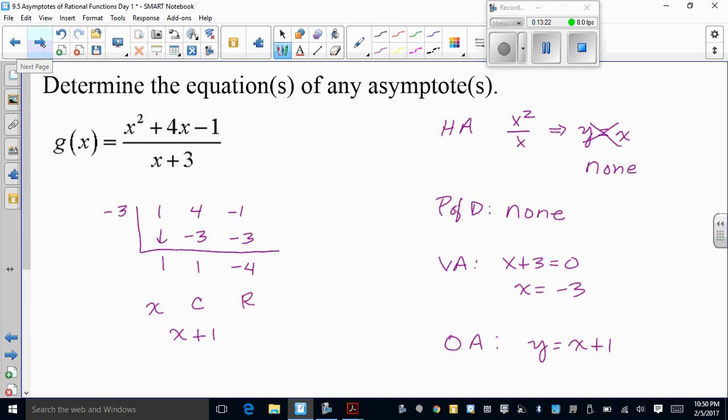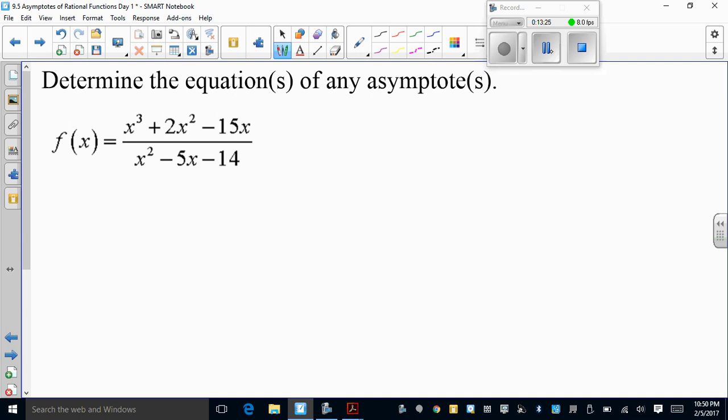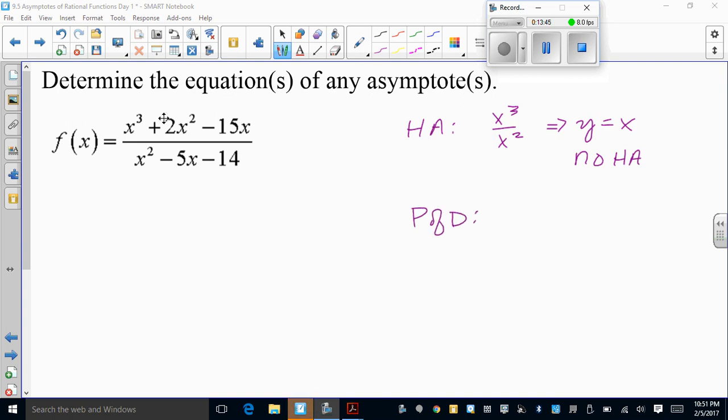Okay, so horizontal asymptote, again, just the first term, x cubed over x squared leaves me with y equals x. So no horizontal asymptote. Point of discontinuity. After factor top and bottom. So the top is going to give me a factor of x, and then I'm going to be left with x squared plus 2x minus 15 over x squared minus 5x minus 14.